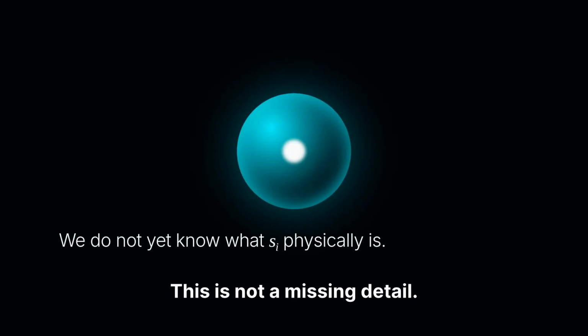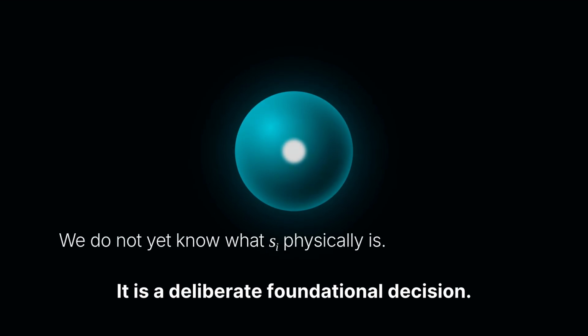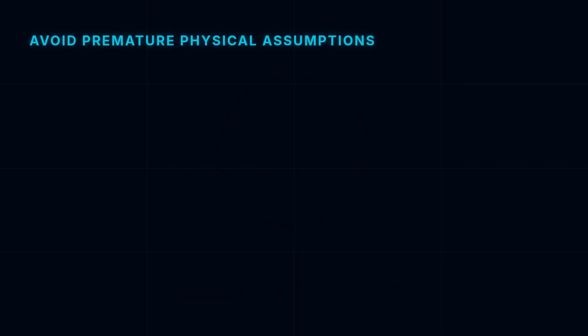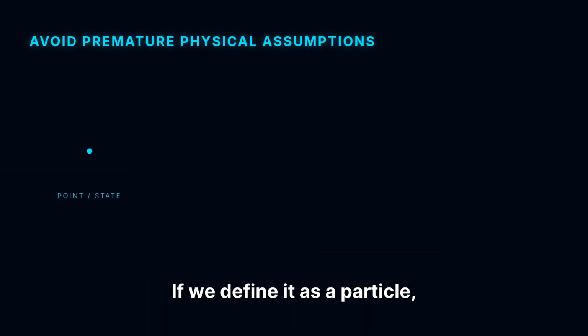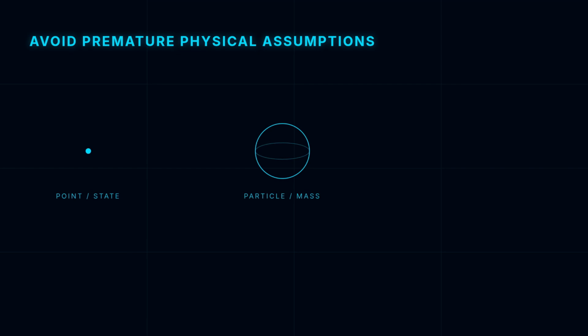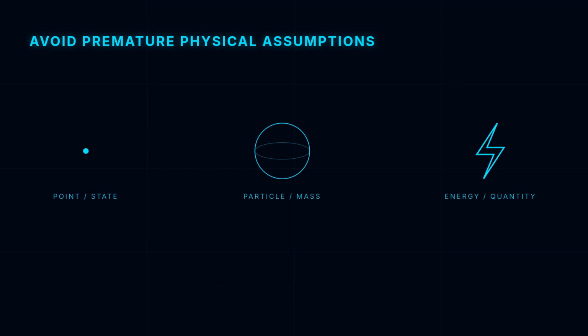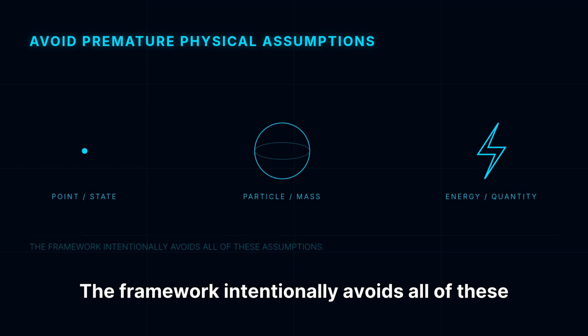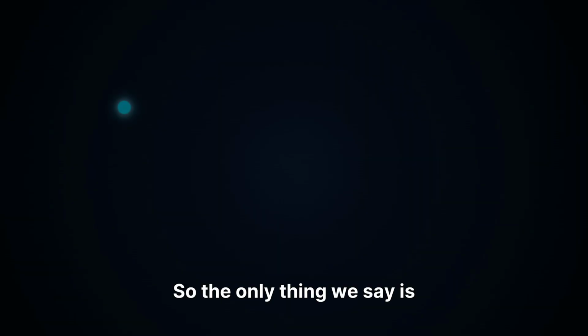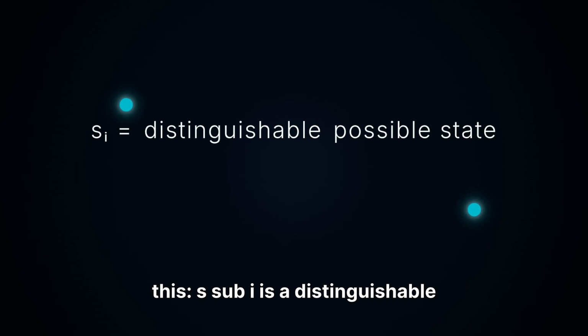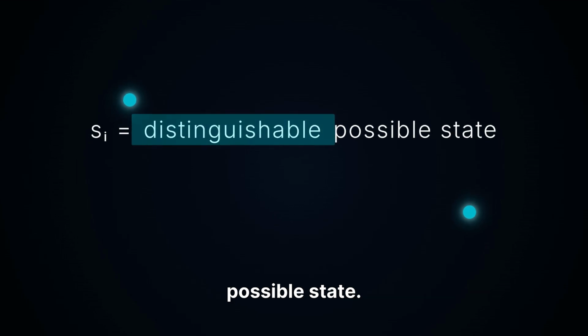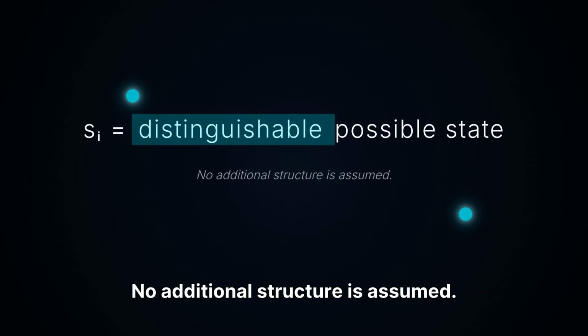This is not a missing detail. It is a deliberate foundational decision. If we define a state as a point, geometry has already entered. If we define it as a particle, physics has already entered. If we define it as energy, physical quantities already exist. The framework intentionally avoids all of these assumptions. So the only thing we say is this: S sub i is a distinguishable possible state. No additional structure is assumed.